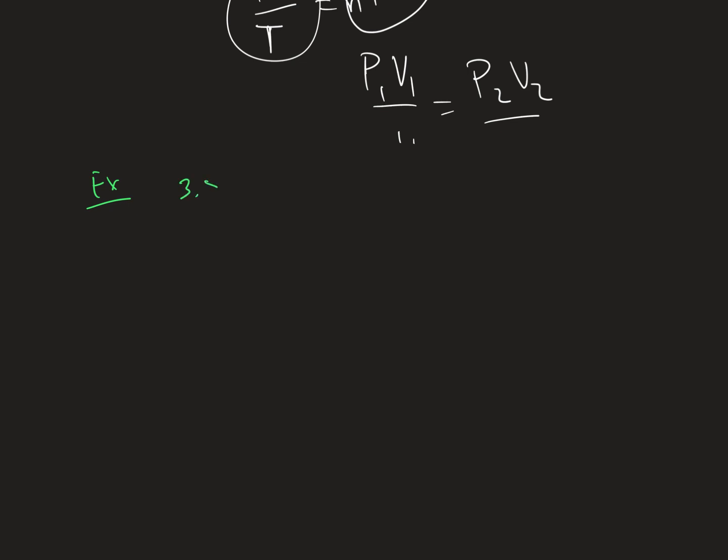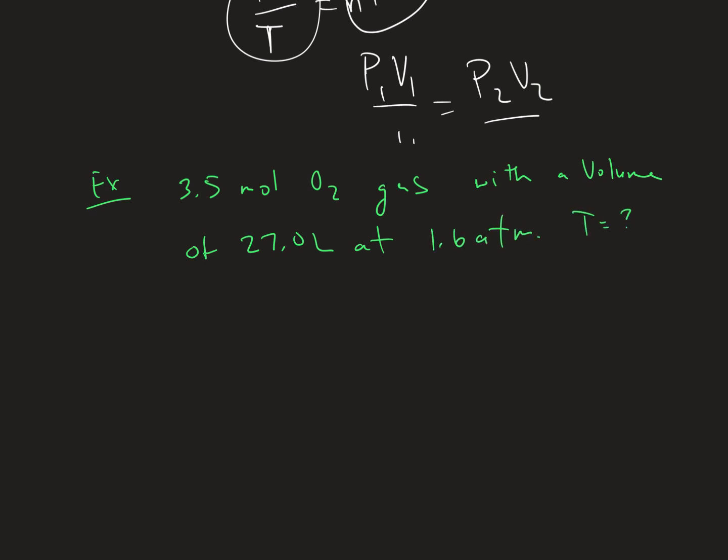All right, so let's do an example using the ideal gas law. If we have 3.5 moles of O2 gas with a volume of 27.0 liters at 1.6 ATM, what is the temperature?